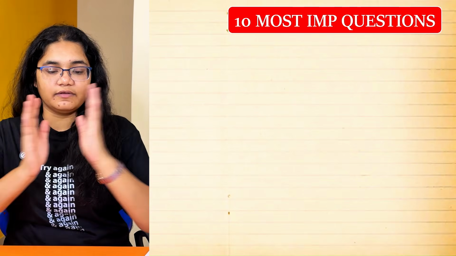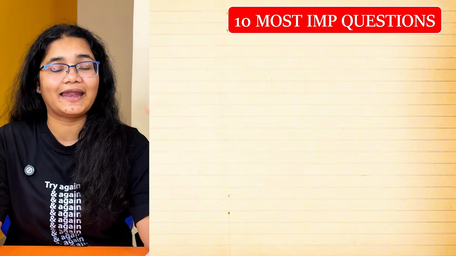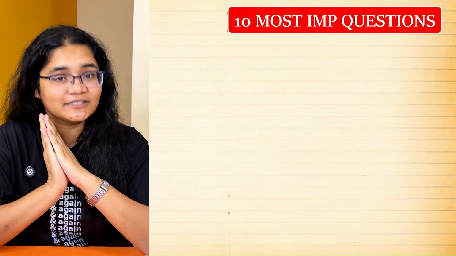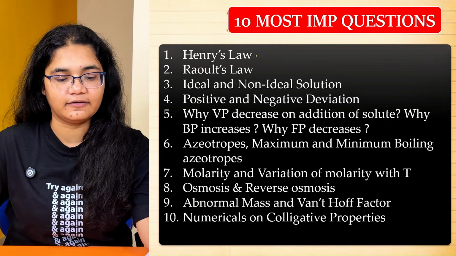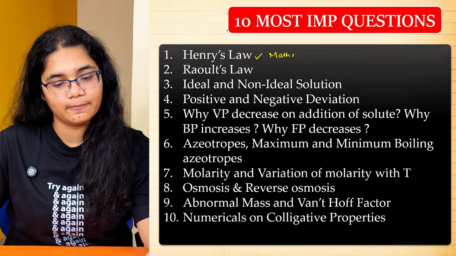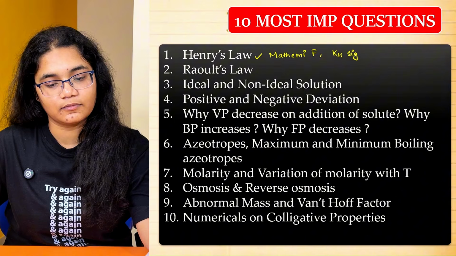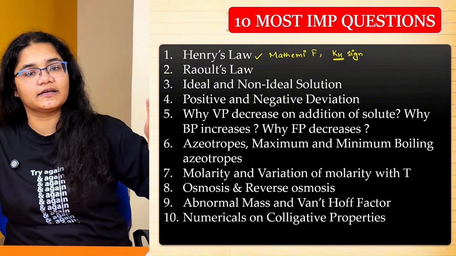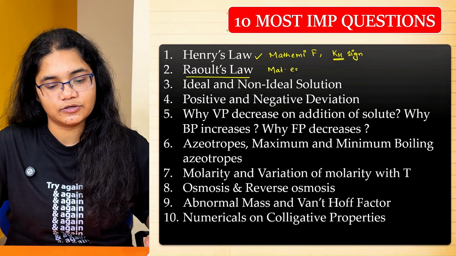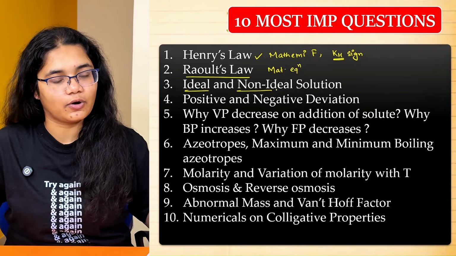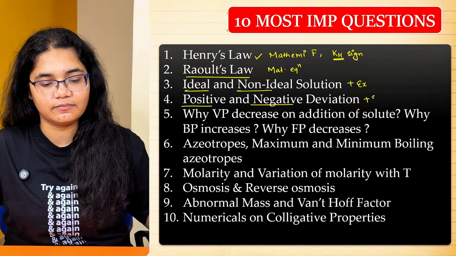Okay, so students, now we have completed the important numericals and the important questions. Now let me tell you the top 10 do or die concepts, the questions that you must prepare for this exam for this chapter. First, very important is Henry's law and its mathematical formula, and KH significance. What is the significance of KH? Higher is the KH, lesser is the solubility. Then Raoult's law statement and mathematical expression. Then difference between ideal and non-ideal solution plus examples are very important here. Positive and negative deviation difference plus example.